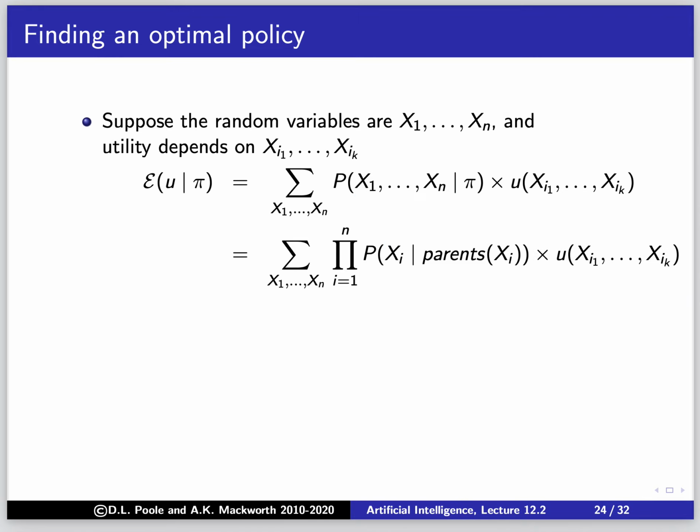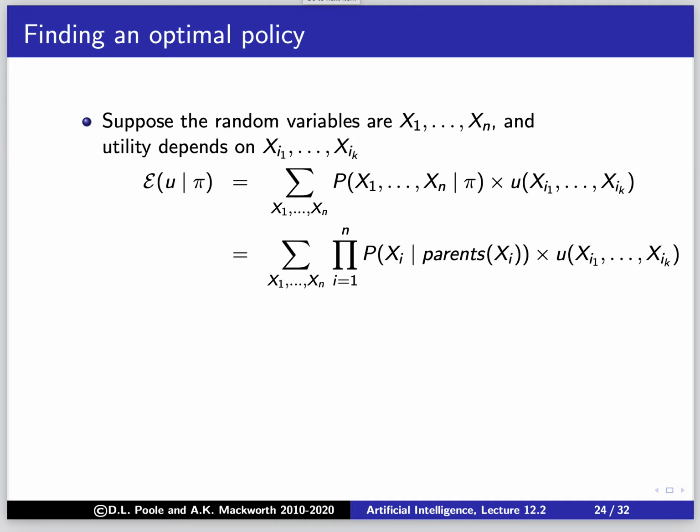The probability of the world given the policy, we can just write as the product of the probability of xi given the parents of xi, times this utility, except now we have to choose the best decision at each point. So this is the expected utility, and we'd like to choose pi that maximizes this. Those are just a sum of products, and if we maximize each part of a sum of products, we get the maximum.